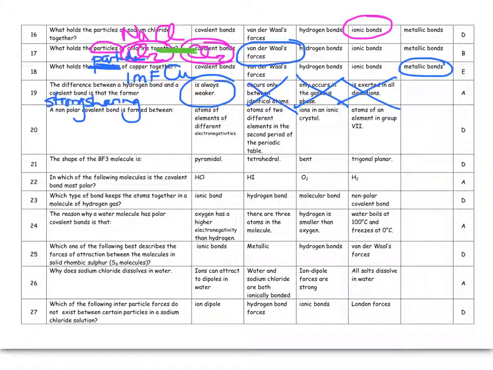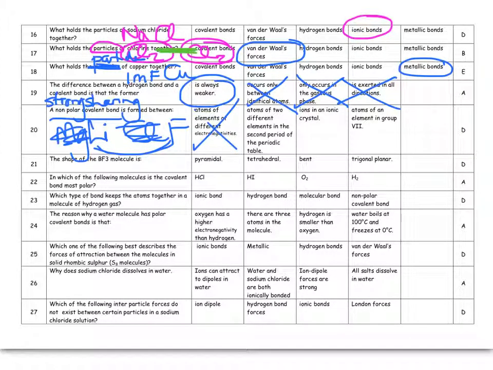So that's not true. A non-polar covalent bond is formed between atoms with different electronegativities. Definitely not. We want the same electronegativity. Atoms of two different elements in the second period. Let's try. Magnesium's in the second period and chlorine's in the second period. I lied. Fluorine's in the second period and lithium is in the second period of the periodic table. And therefore, you land up with a metallic bond there. That is definitely not a nonpolar covalent.